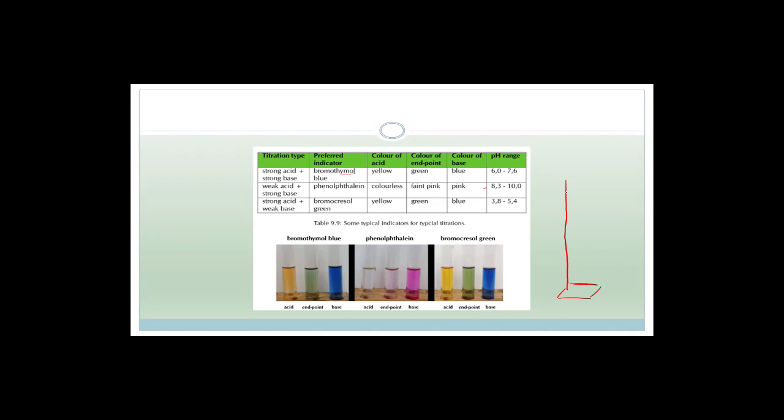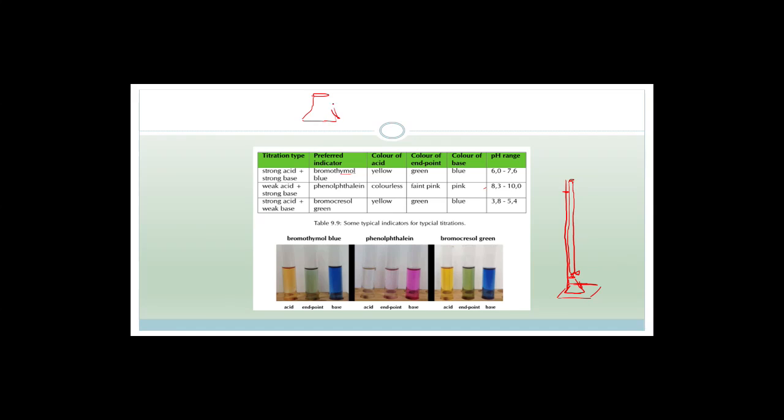And on it, you will have a clamp, and then you'll have a long, thin tube, which goes down into a point, and there's a tap there, and then it goes into a point here. And over here, you'll have an Erlenmeyer flask. An Erlenmeyer flask looks like this.